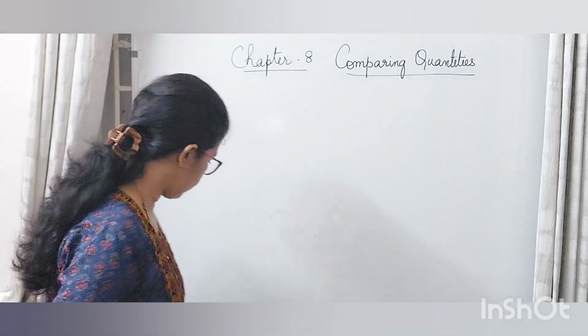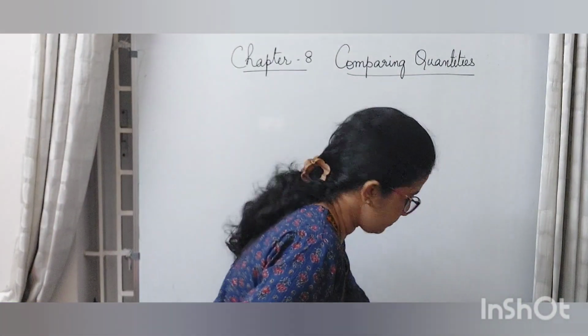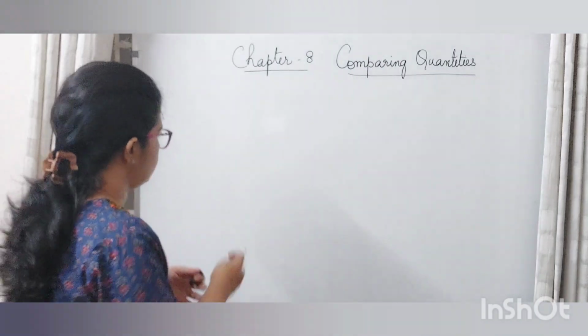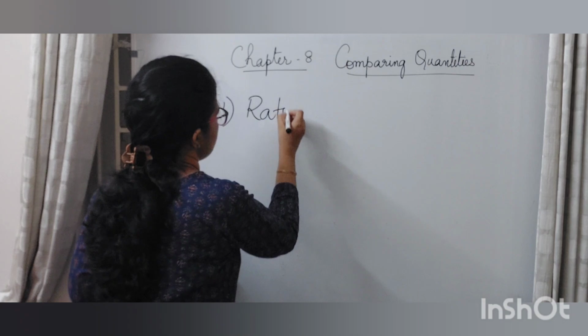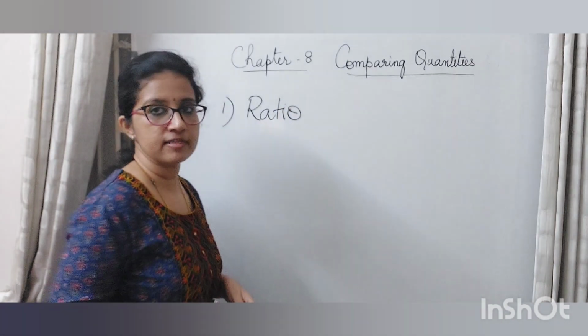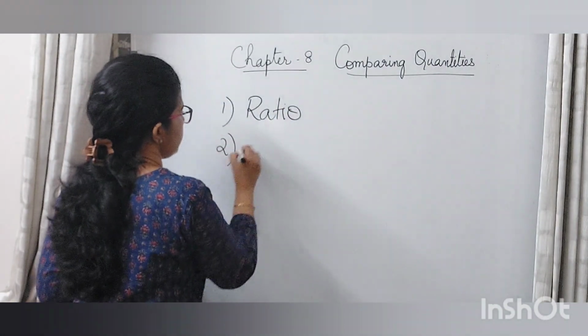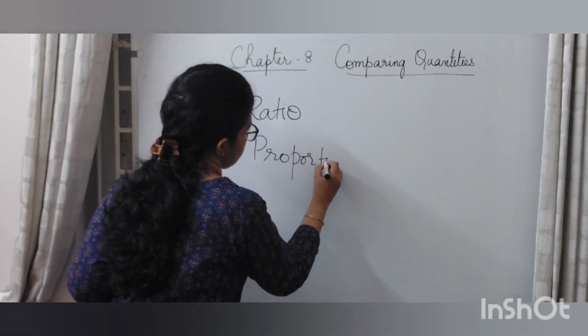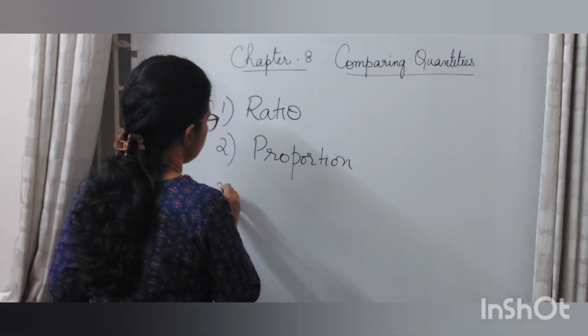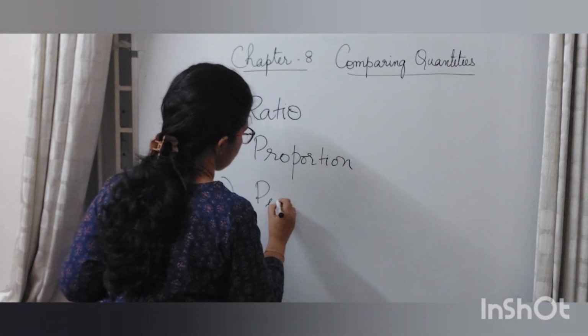So in this chapter we are going to see three methods in which we can compare two quantities. So what are the three methods? First is ratio. Second is proportion. And the third one is percentage.